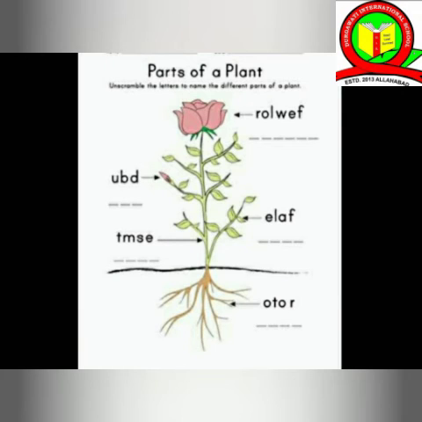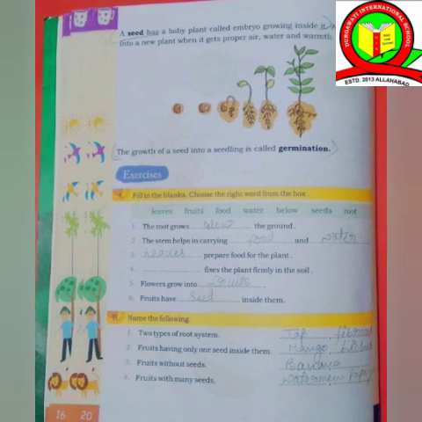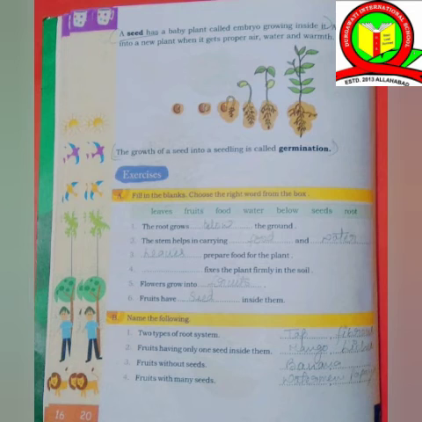Now on the next page, there is a trivia for you. The parts of a plant are named. You have to correct the names. Now on the next page, a seed has a baby plant called embryo growing inside it. A seed grows into a new plant when it gets proper air, water and warmth.